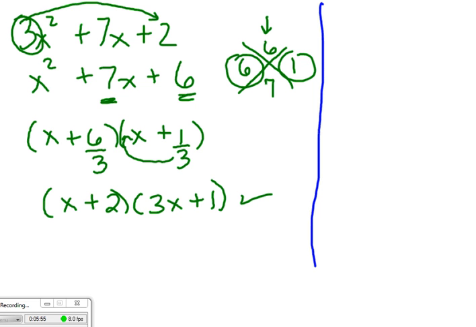Okay, over here. So the next one's going to be 6x squared. Excuse me. All right, sorry about that.